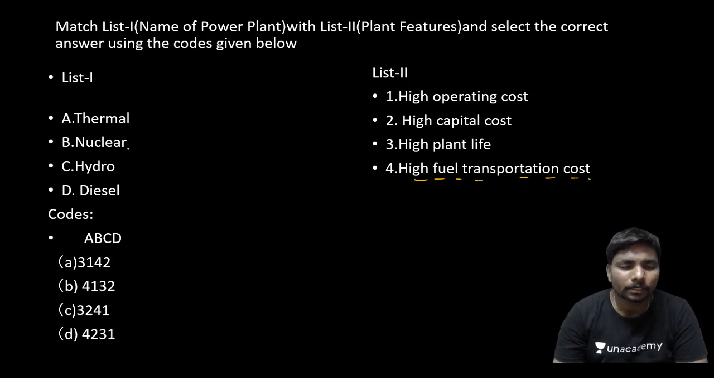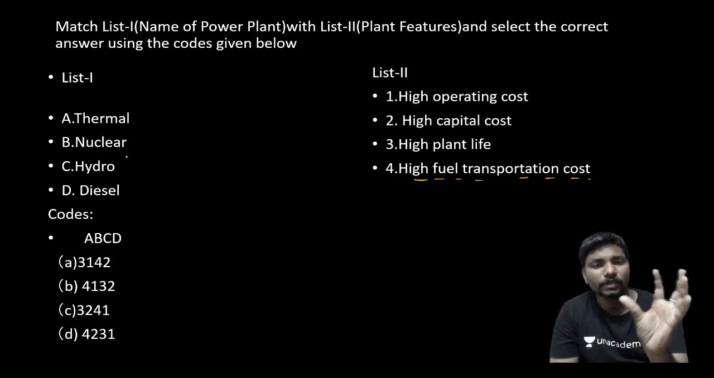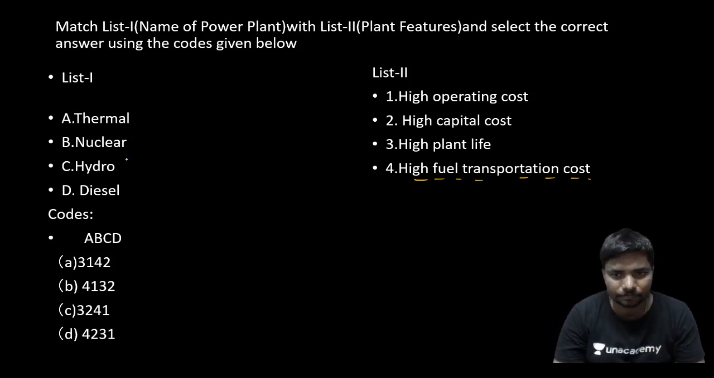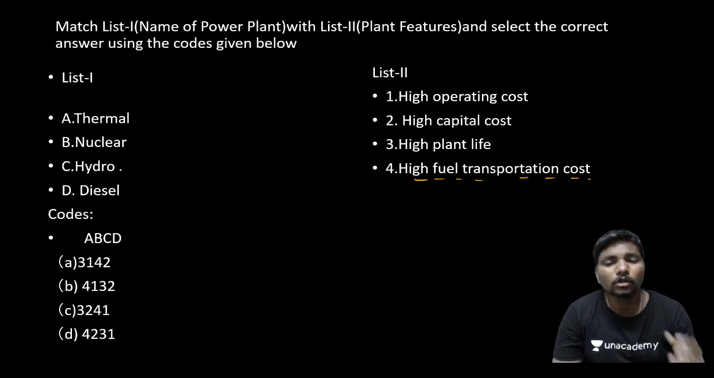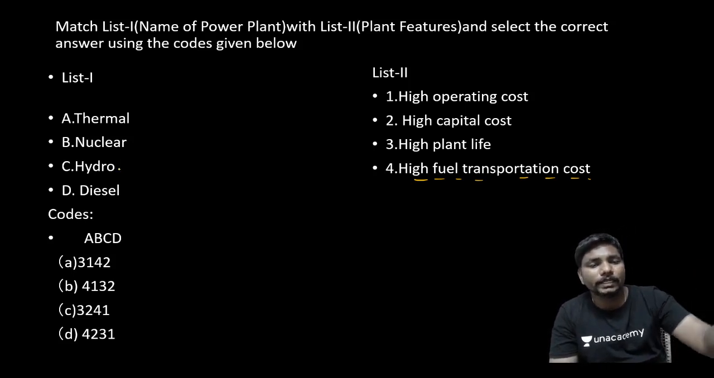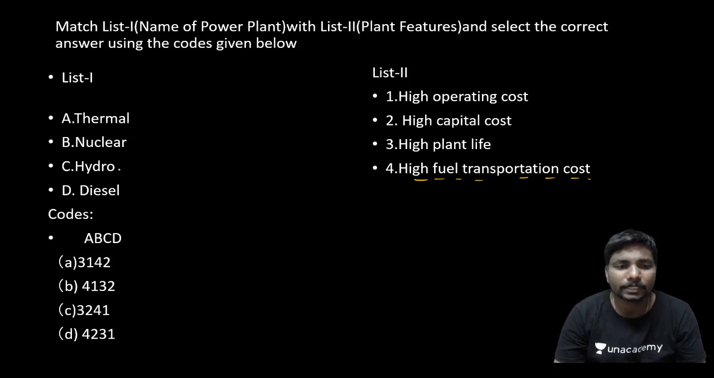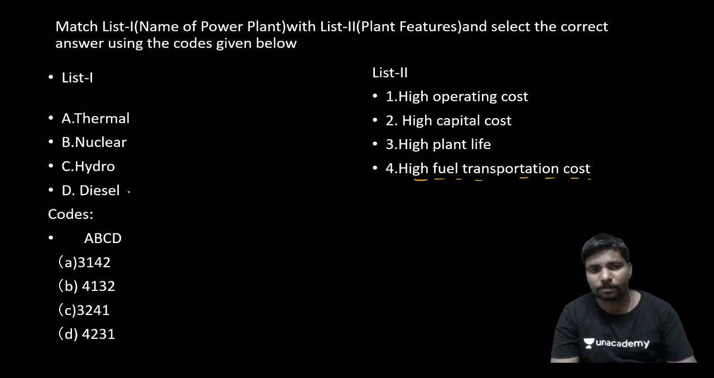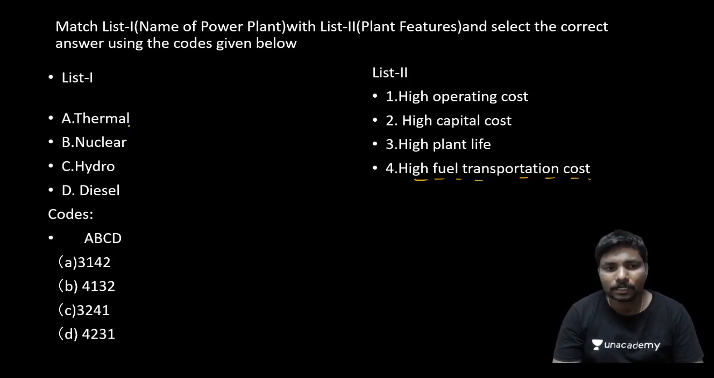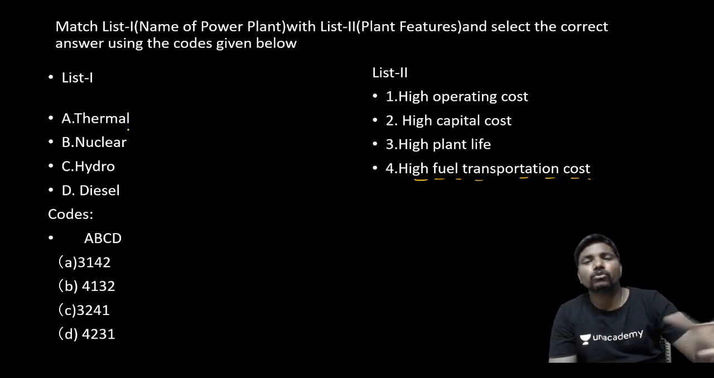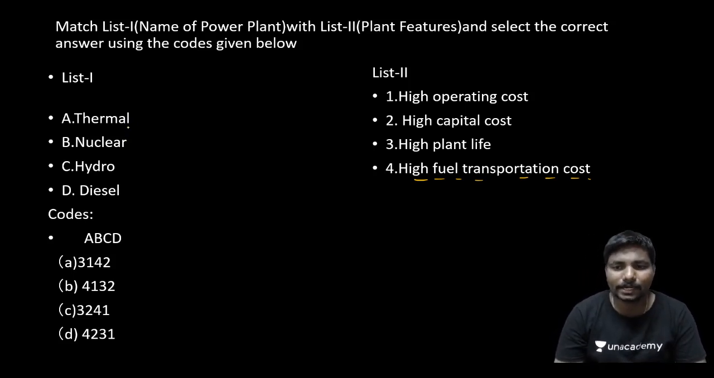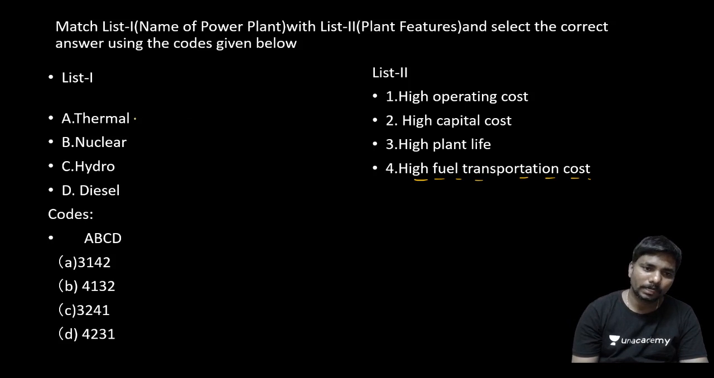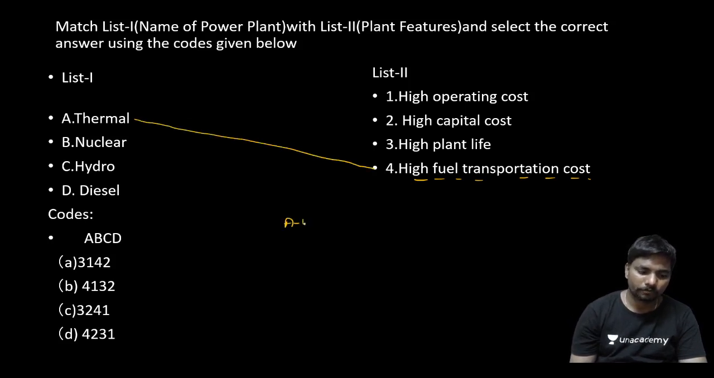Nuclear needs a very small amount of fuel, so transportation is easy. Hydro, we construct the plant near the dams, so there is no transportation cost. Diesel, only a little amount, and it is available everywhere. And thermal uses coal, so a lot of coal has to be transported, so there is a high transportation cost for thermal. So thermal, high transportation cost, A4.